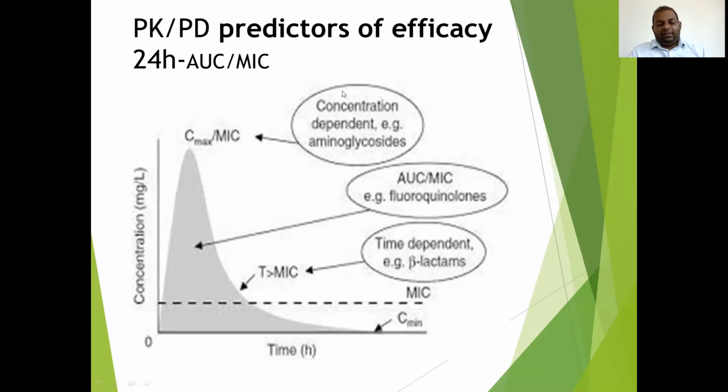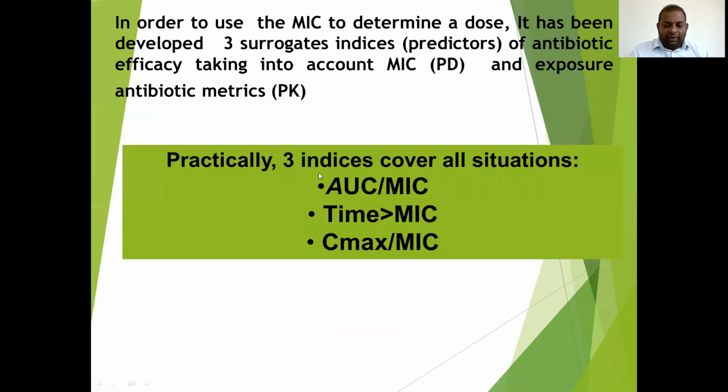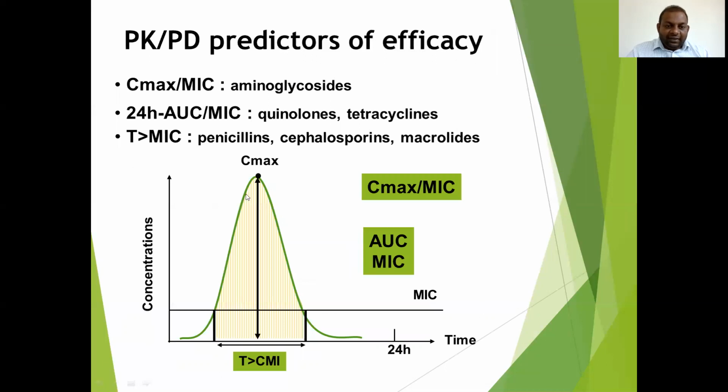When we go to the other parameters, we would say this is concentration dependent. Again, area under the curve over MIC is another concept. It is also concentration dependent. Both Cmax over MIC and 24-hour AUC over MIC are concentration dependent antibiotics. Their activities mainly depend upon blood serum concentration. That's why it's termed concentration dependent.